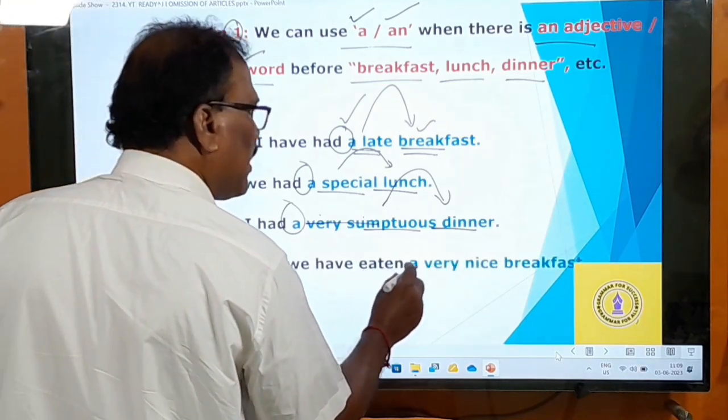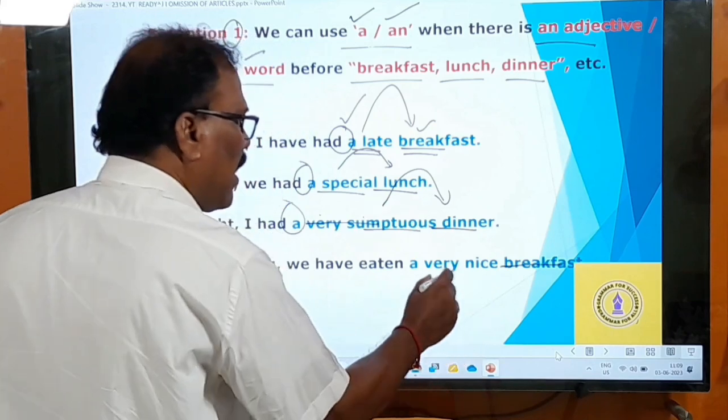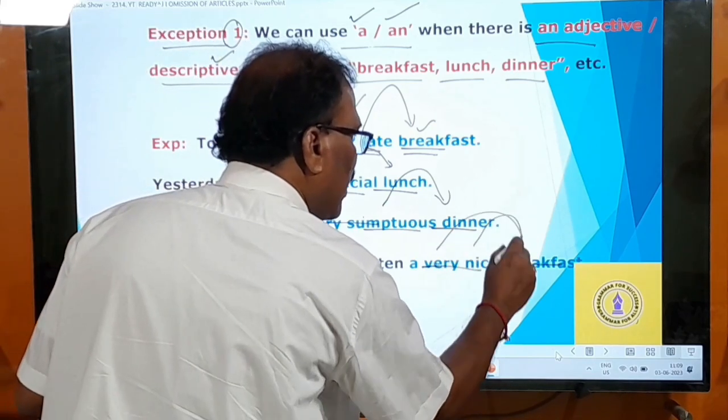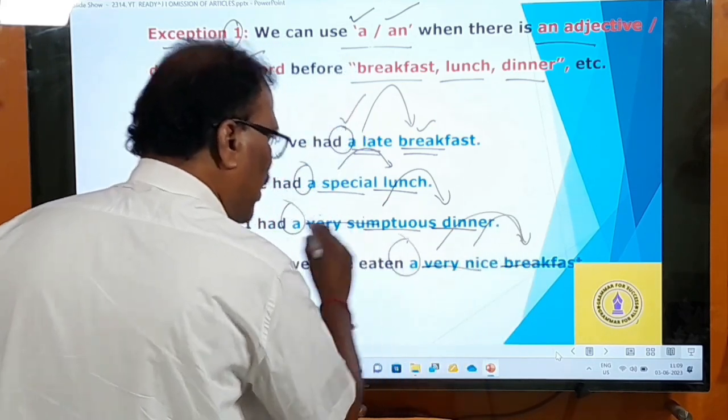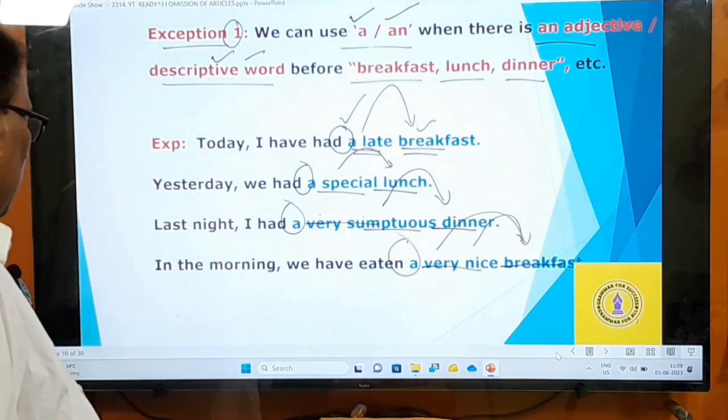And one more example is there. In the morning we have eaten a very nice breakfast. So here again, "very nice", these two words are describing this breakfast. That's why you have used them. So, any more examples?